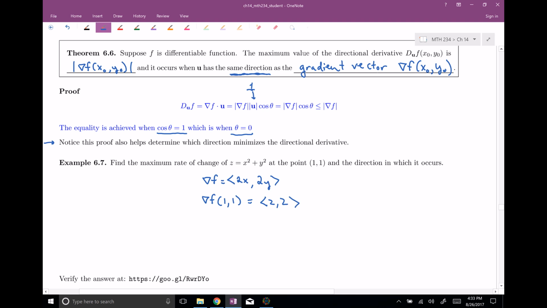If I want to figure out the maximum rate of change, let's take the magnitude of this. The magnitude of 2, 2 is equal to the square root of 2 squared, that's 4, plus 2 squared, that's 4, so this is the square root of 8. And if you like putting these into reduced radical form, this would be 2 root 2. So that is the maximum rate of change. Let me go ahead and say max rate of change.